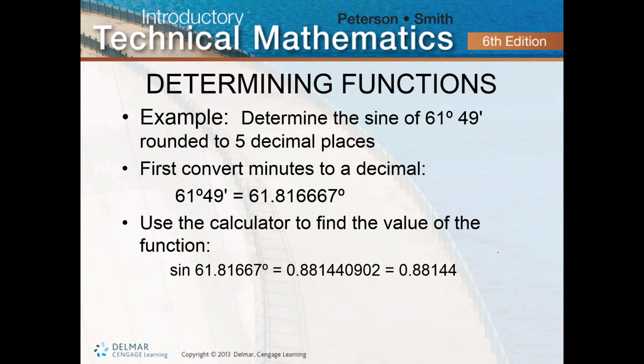All right. So now it wants to find the value of the function. Okay. So the value of the function is, okay, I have 61.8667 degrees. All right. And it wants to know what the value of that is. It is going to be, when you put it in, 0.88144. Okay. And that is the value of that function. Notice that it is a decimal, and it's going to be a decimal between 1 and -1. All right. The value of that function.